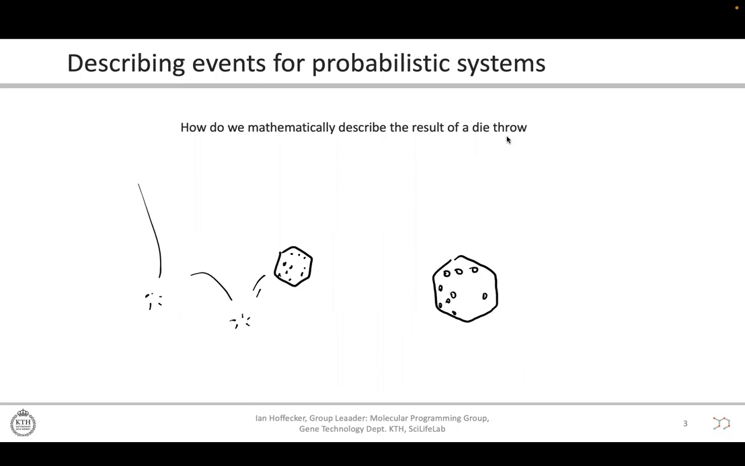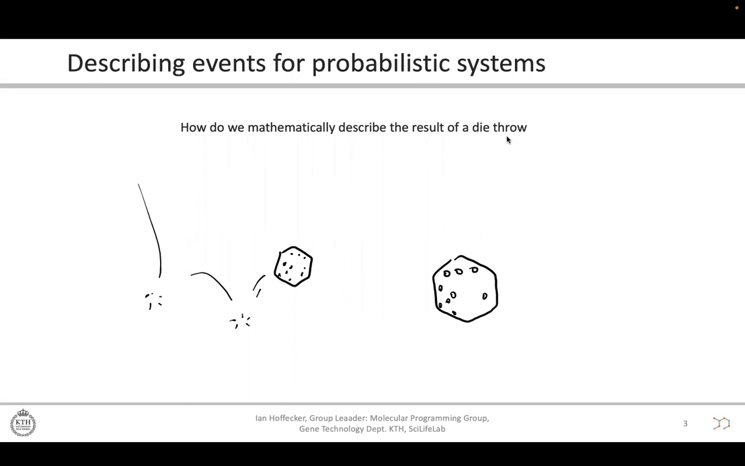And if we wanted to, we could use, say, Newtonian mechanics to talk about the forces and momentum and the velocities and the rotation and elastic bounce and all the kind of physical things happening as this die is being thrown through the air and bouncing off of surfaces. So this is one approach that you could use to model a die throw.